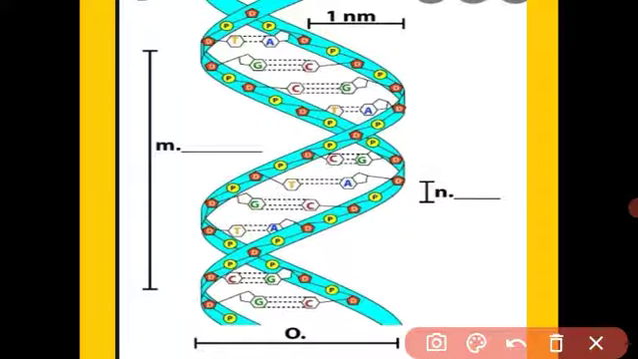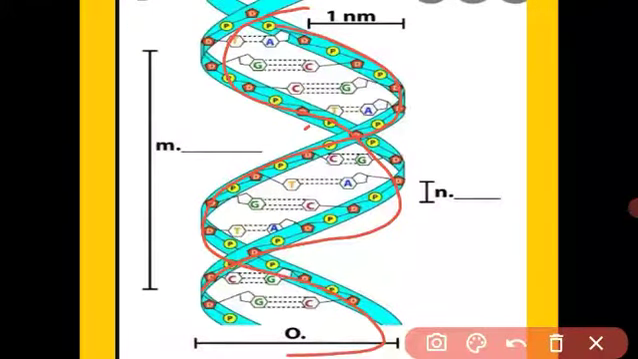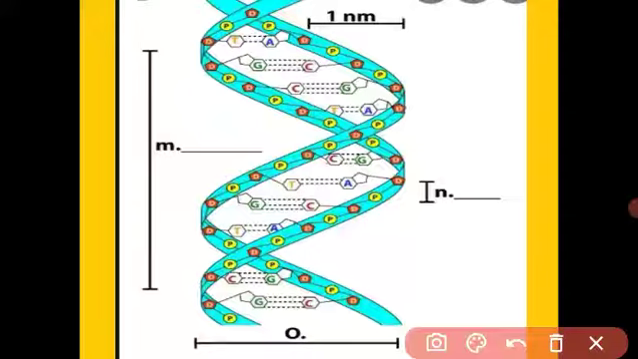Got it? This thread is called the DNA. Understood? DNA is composed of repeating nucleotides. What is the DNA? DNA is double-stranded. It is the double helix structure. The two threads are wrapped around each other. This is called the DNA. And each single DNA strand is composed of nucleotides.